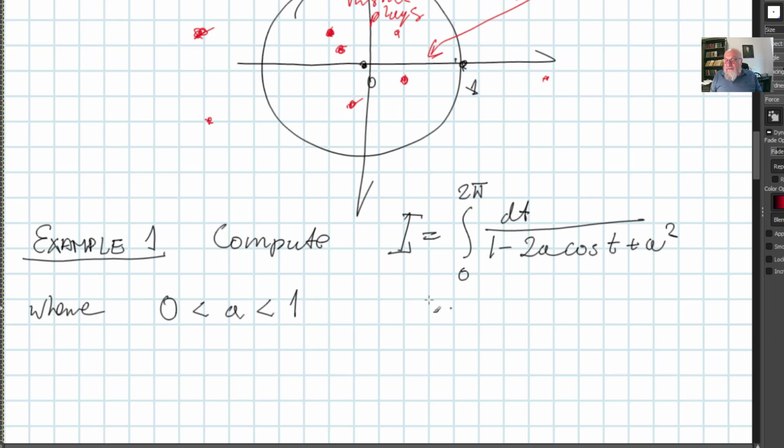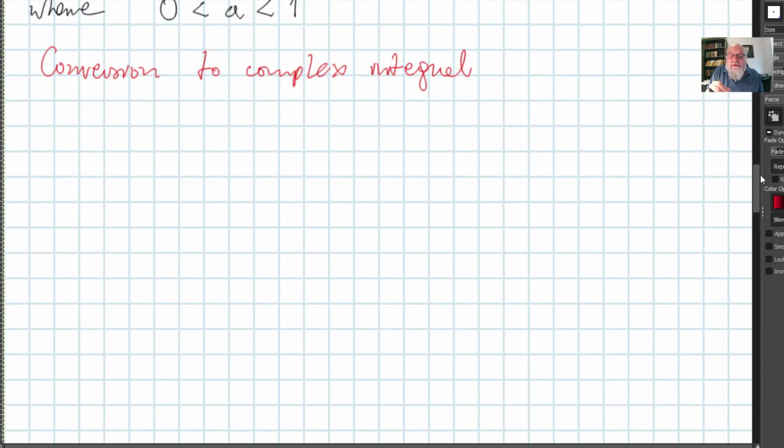So let's say like this, conversion to complex integral. And it goes like this. Let's say our integral is equal, and then the integral from 0 to 2 pi becomes the integral over the unit circle. Then dt becomes dz, and we do not forget there will be also iz. And then what is inside is, let's say, copy.